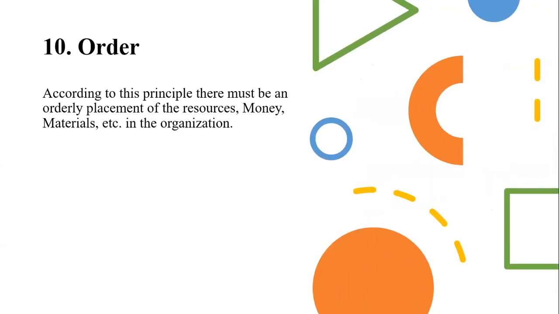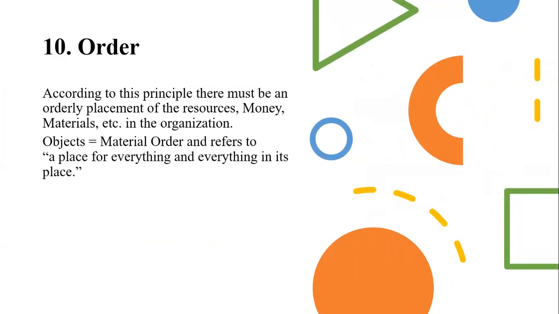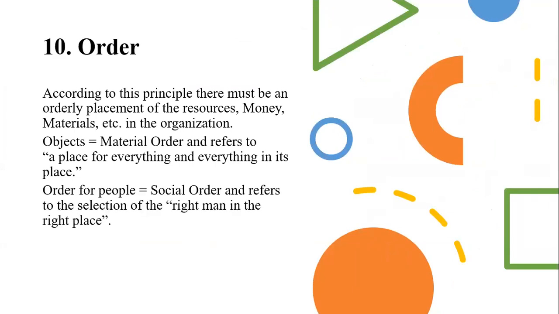Order. According to this principle, there must be an orderly placement of the resources, money, material, etc. Objects equal material order and refers to a place for everything and everything in its place. Whereas order of people equals the social order and refers to the selection of the right man in the right job. The work environment must also be safe, clean and tidy.